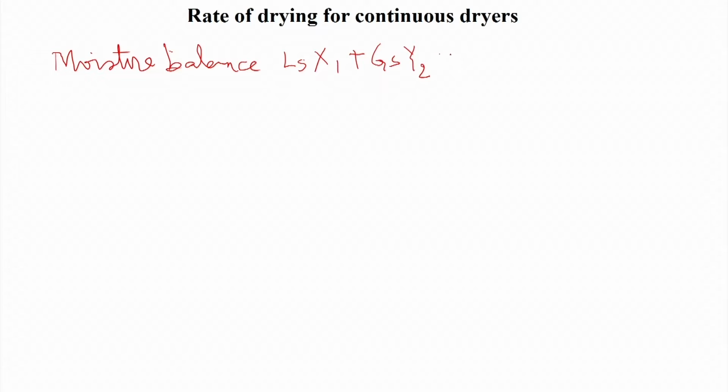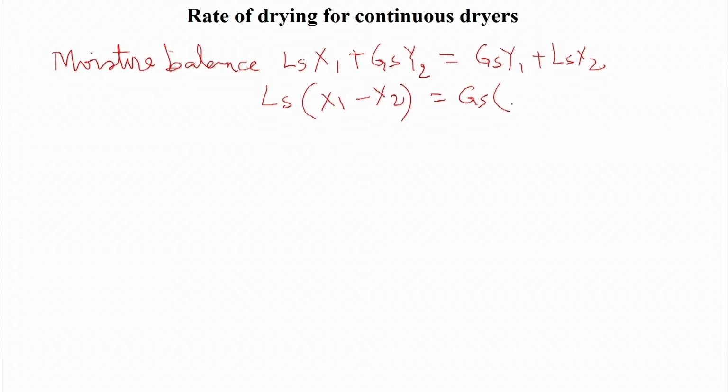Now, we need to do the moisture balance first. Across the dryer, that will be Ls into X1 plus Gs into Y2 is equal to Gs into Y1 plus Ls into X2. From here, by manipulation, we can say Ls into (X1 minus X2) is equal to Gs into (Y1 minus Y2).